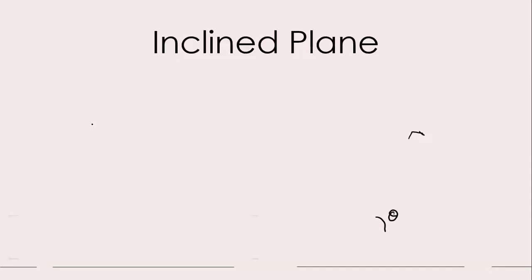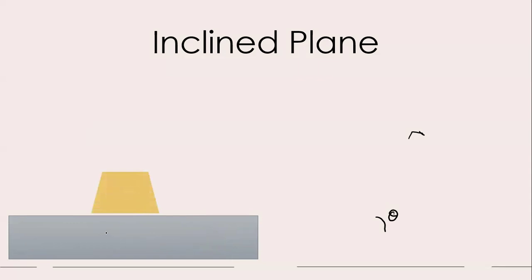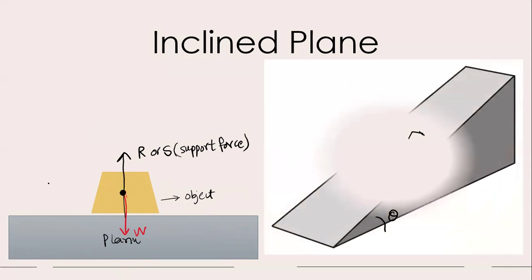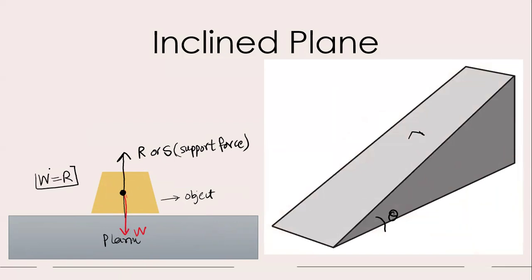Next, there's a very important concept, which is the inclined plane. Let's suppose this is a surface, or you can say a plank, and this is an object placed on it. If we label the forces on it, the weight is acting in the downward direction and the normal reaction force is acting in the upward direction. These two forces are equal to each other, so the resultant force acting on it is zero. That's why it is at rest, so it is in static equilibrium.